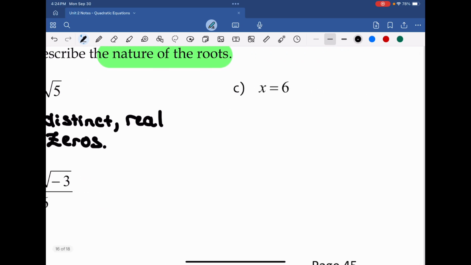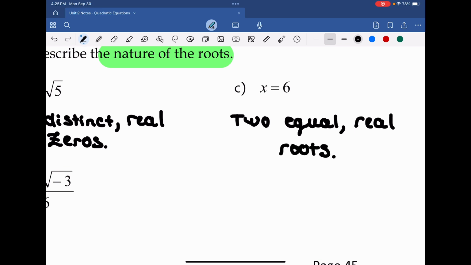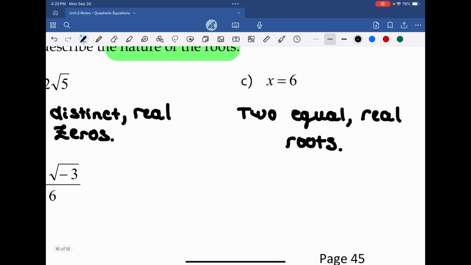Awesome. Okay, we go into part C. We're only given x equals 6. That means that there are two equal but real roots. There we go. So it only crosses the x-axis one time. That's what it means when x equals 6.